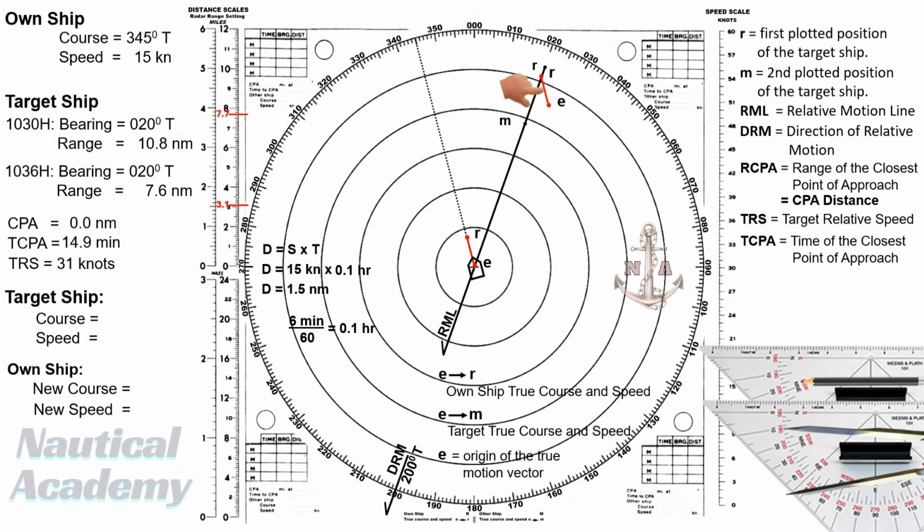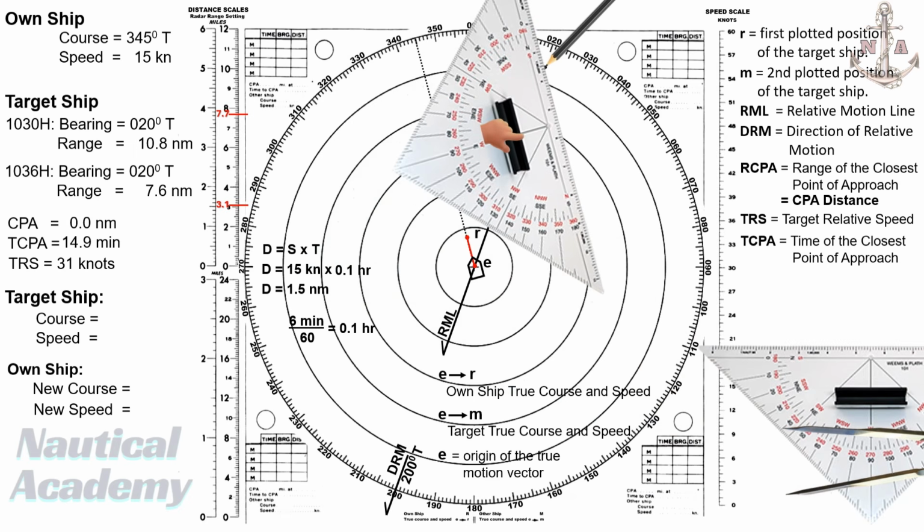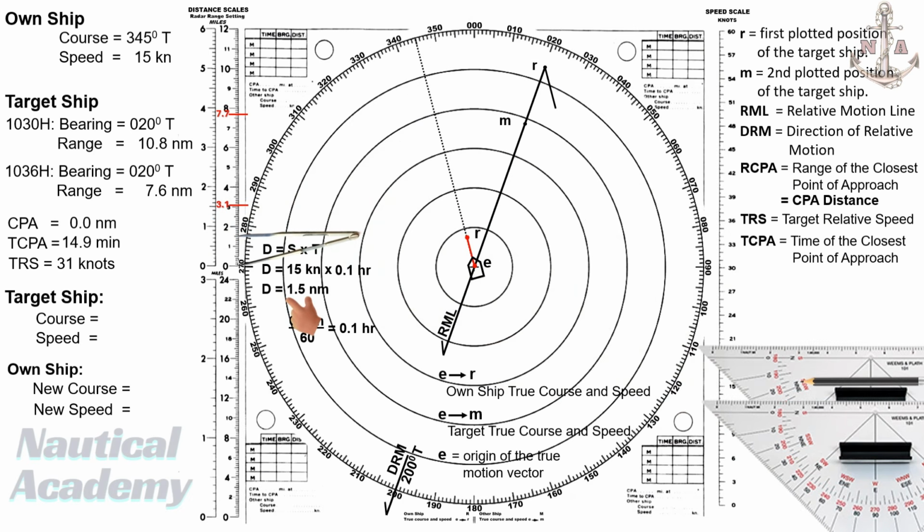To do that, we will bring the own ship vector to the target's first plotted position, but to do this in the radar plotting sheet, bring own ship course to point R and draw a line in a reciprocal direction to own ship course. Then measure 1.5 miles from the 12-mile range scale, which corresponds to the distance traveled by own ship in 6 minutes. Then lay your compass divider down from point R along the drawn line. Mark this point as E. If we check it with own ship vector, they are both the same.